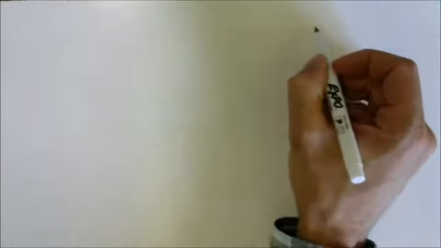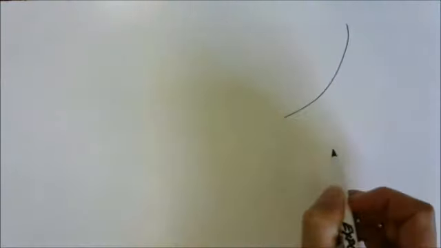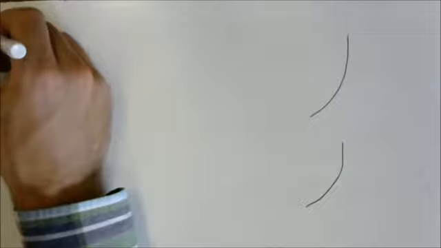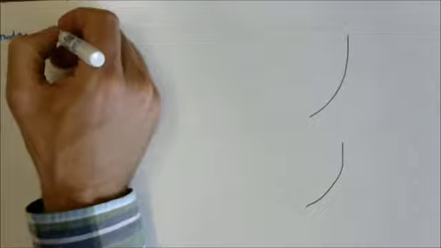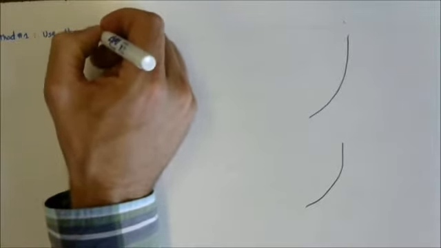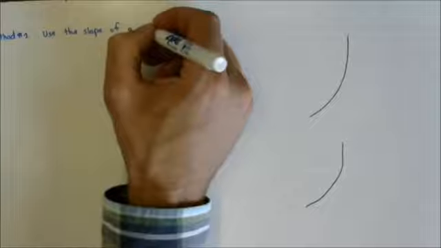But here we go. You guys have two pictures here. One looks like, well, they both look the exact same because they're the same picture. But one looks like that, and the other one looks like that. That's not going to fit. All right, let's say they look like that. Method 1: use the slope of a secant.